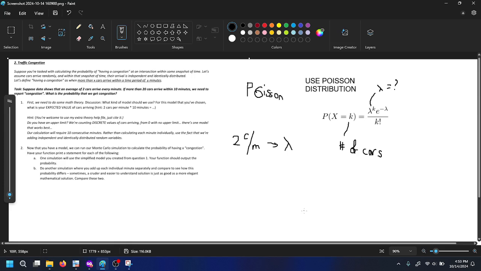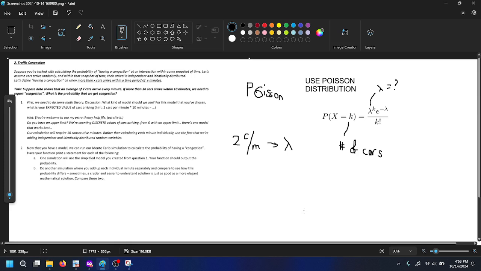Right now we have this rate parameter per minute, and we need it to be expressed over 10 minutes. So what could we do to convert something that's per minute to 10 minutes? I'll leave that with you, but I think the answer might be obvious.